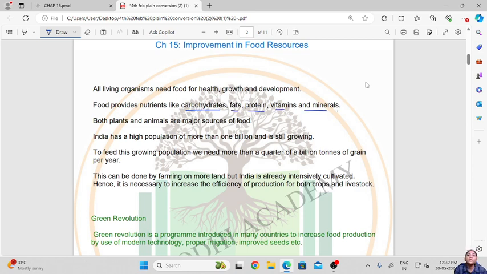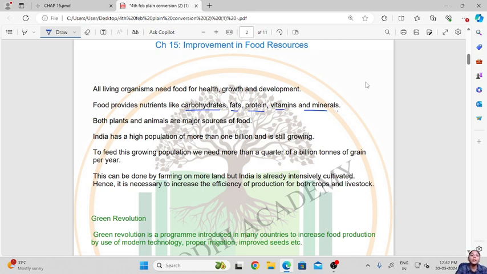Now why do we need to improve the food resources, or why do we need to increase the production of food resources? As we know, India is a vast country with a large population, and the population is still growing. So to provide sufficient food to all these people, we need to improve our food resources or the production of food, so that we have sufficient food for all.